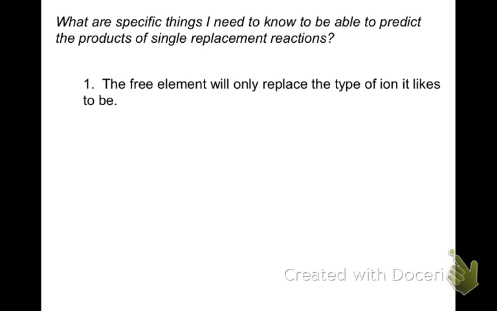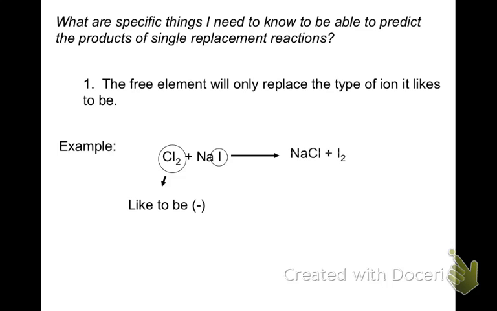So the first thing to keep in mind when you're predicting single replacement reactions is that the free element is only going to replace the type of ion it likes to be. For example, if you have the following single replacement reaction, chlorine would like to be a negative ion. So it's not going to switch with sodium, which is positive. It's going to switch with the iodine, which is the negative part of that compound. And we're going to get sodium chloride, and then iodine will be the free element.